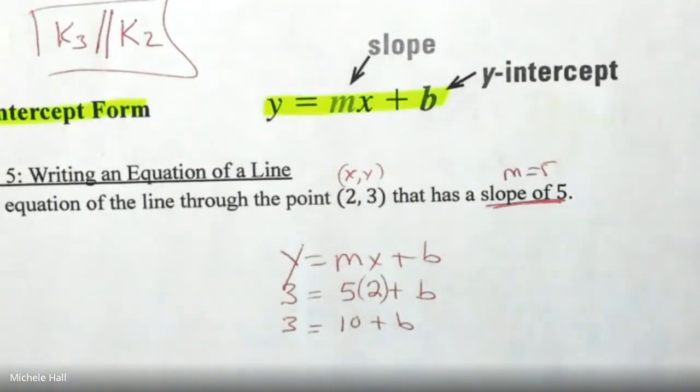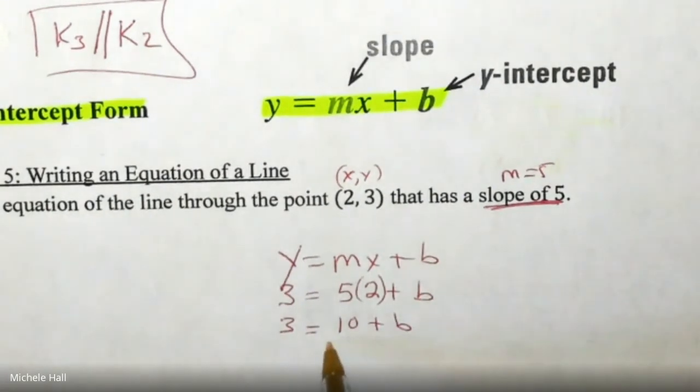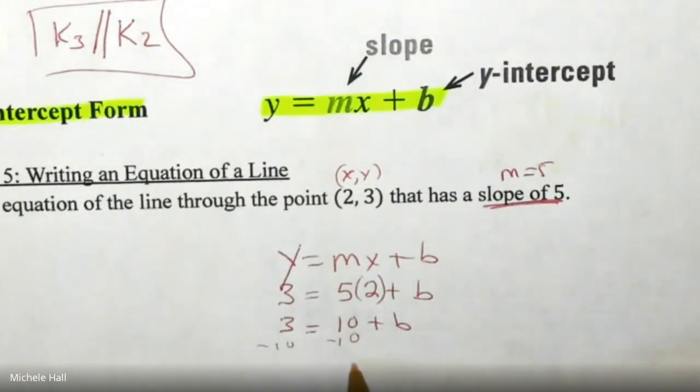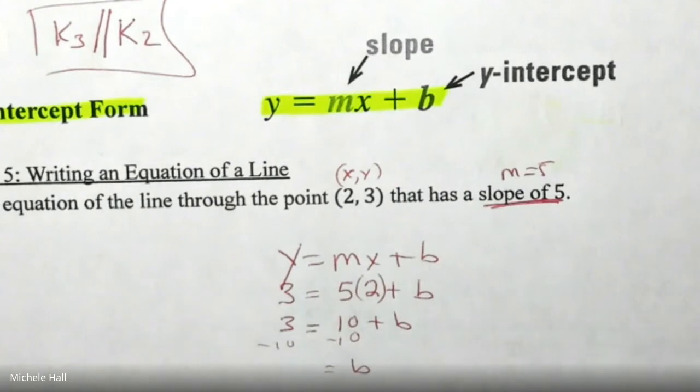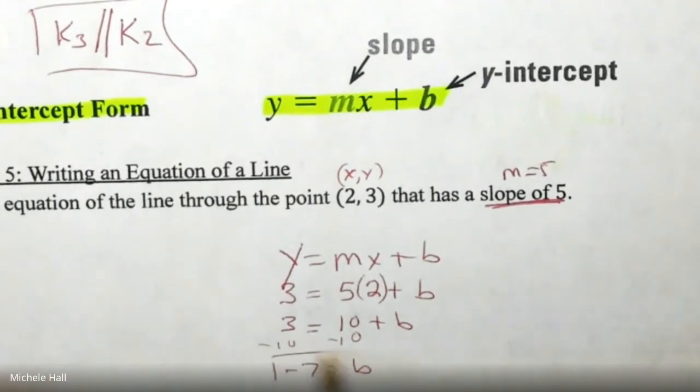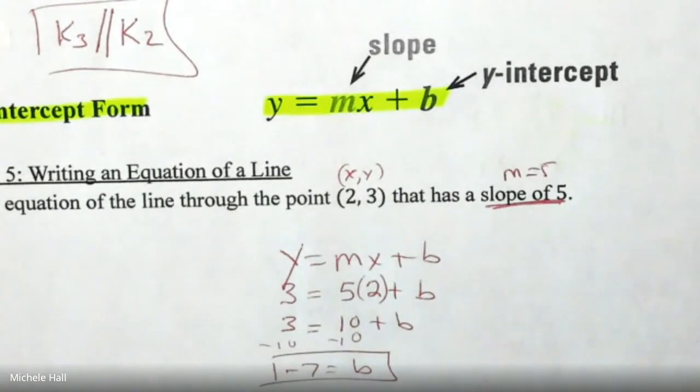And now I need to solve for b. So sometimes you have to simplify before you can start your solving. How do I start solving for b? Very good. It's a positive 10, so I subtract 10, and I get that b equals what? What's 3 minus 10? Negative 7. All right. We're almost done.